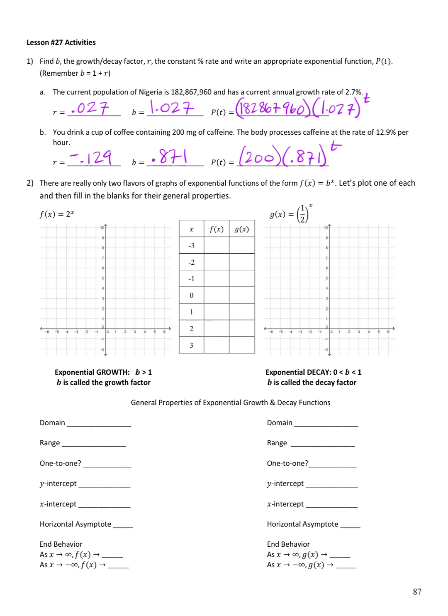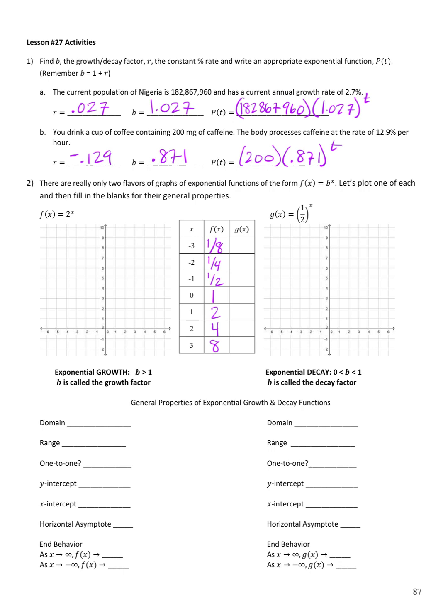There are really only two flavors of graphs of exponential functions of the form f of x equals b to the x. We're going to plot one of each and then fill in the blanks for their general properties. So f of x and g of x, I'm going to fill in the y values for these given x values. F of x is 2 to the x, so 2 to the negative 3, that would be 1 over 2 to the positive 3, or 1/8. 2 to the negative 2 would be 1/4. 2 to the negative 1 is 1/2. 2 to the 0 is 1. 2 to the first, 2 squared, and 2 cubed.